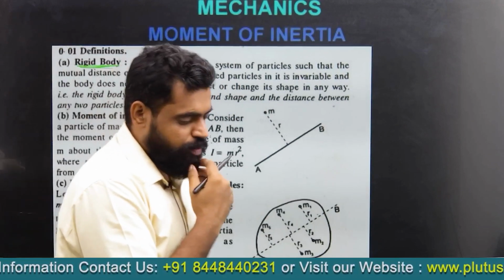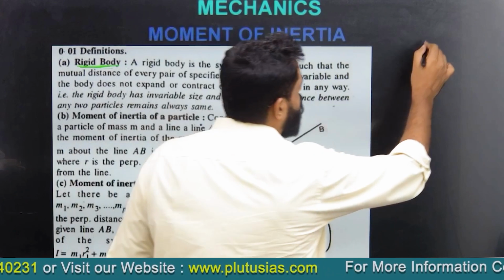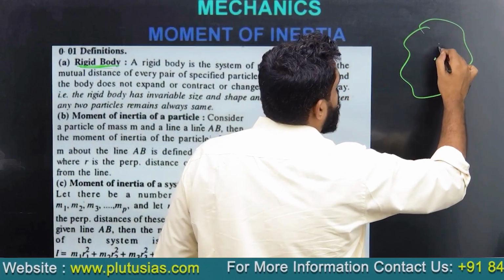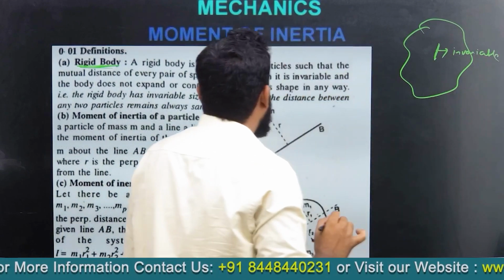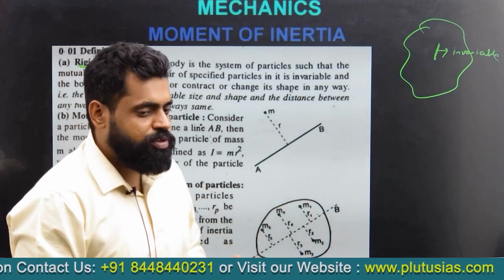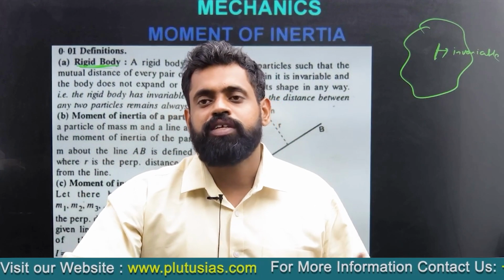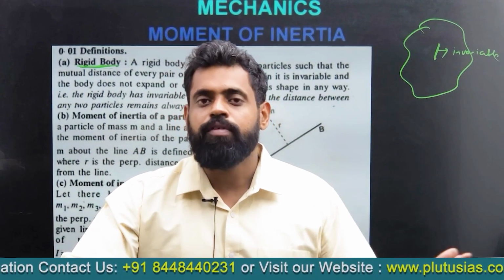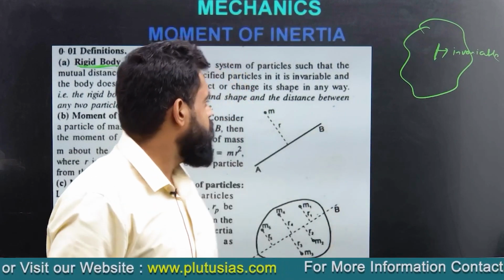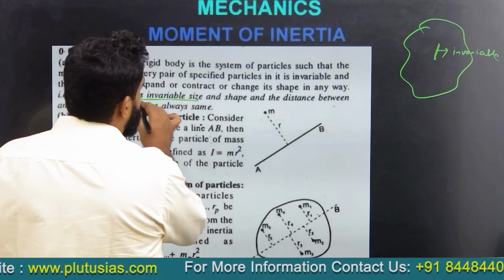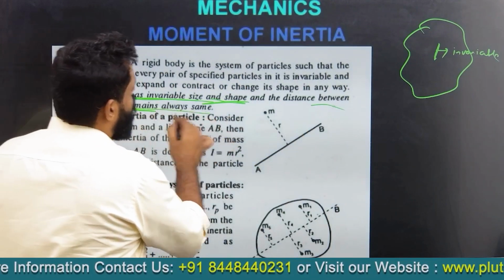A rigid body is a body such that the distance between two particles in that body is invariable. It doesn't change. For our study in future, if a force is applied to that body, we won't consider that the body would change its shape. It could move up and down, it could have a circular motion, rotational motion. But if a force is applied, the shape of the body doesn't change. The rigid body has invariable size and shape, and the distance between any two particles remains always the same.